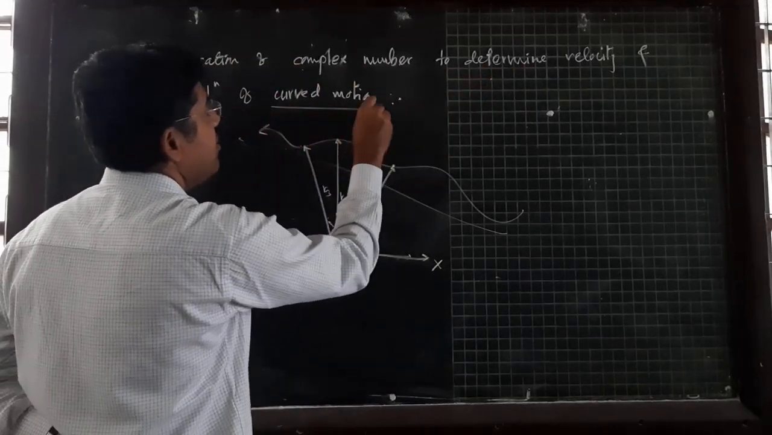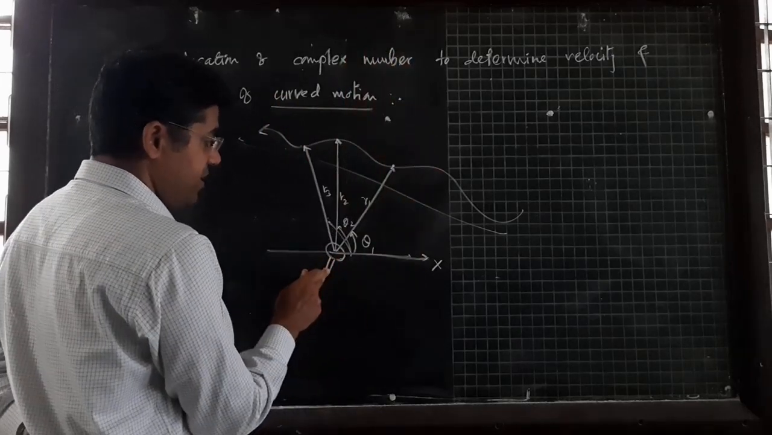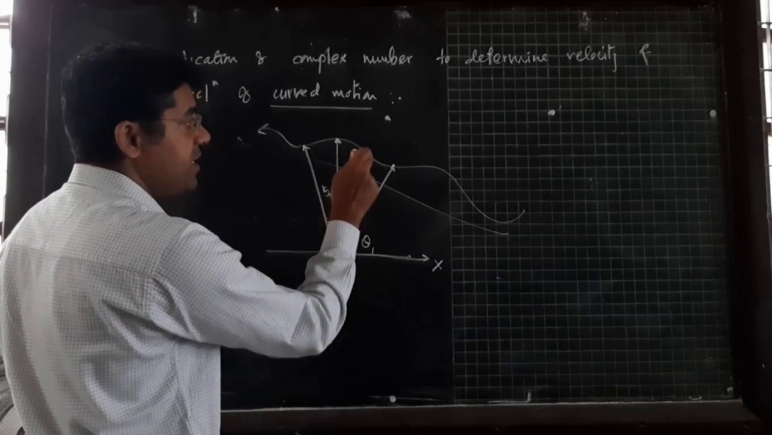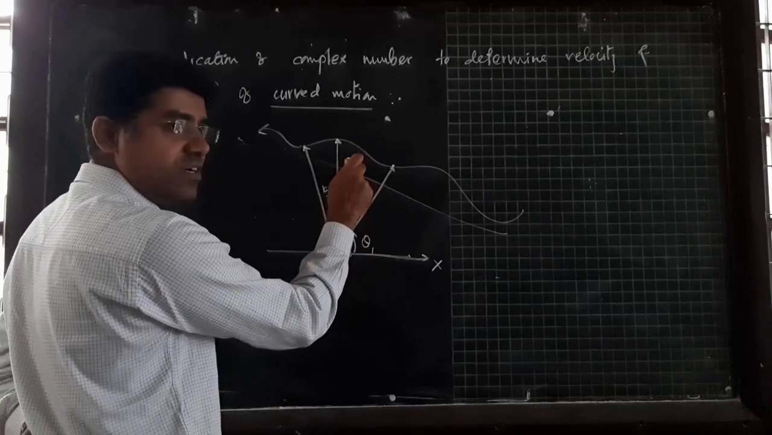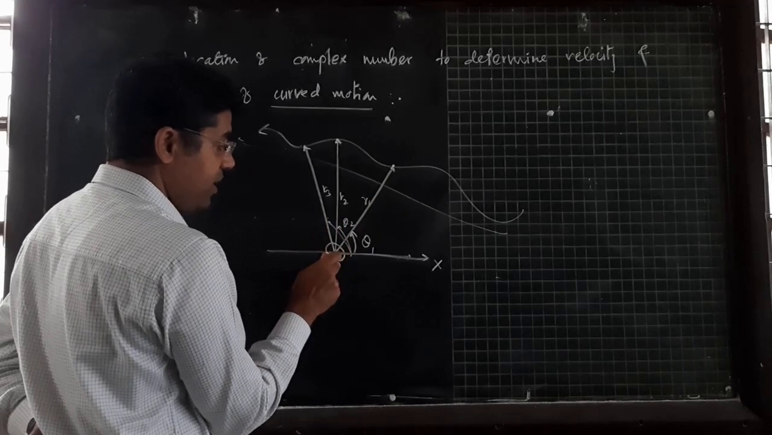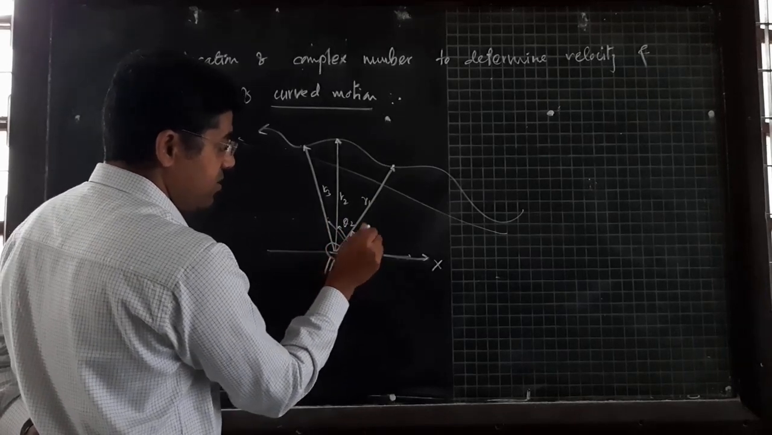So that is the part we want to see here, the application of a complex number to determine the velocity and acceleration in a curve motion. The best example is a satellite and an object. The role of the satellite is to detect the position of your object at this particular instant of time.